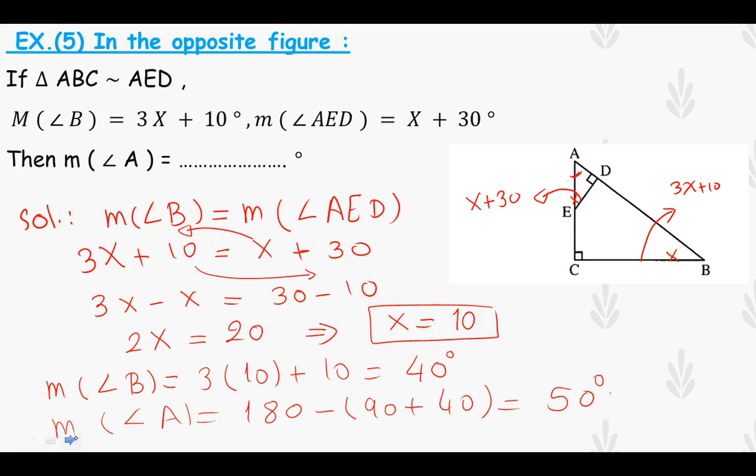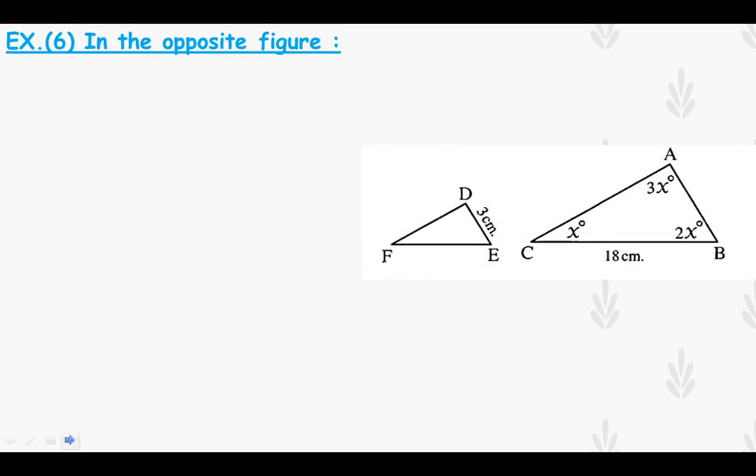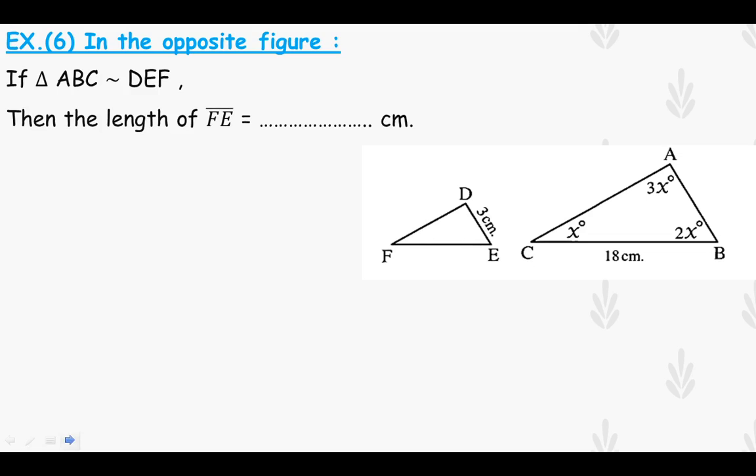Okay, let's go to another example. Example 6. In the opposite figure, we have triangle ABC similar to triangle DEF. Then the length of FE. Here he wants to find the length of FE. Okay? Let's solve it together.